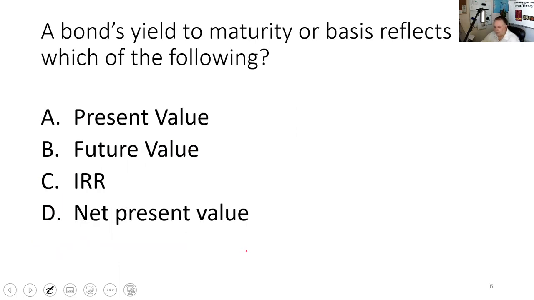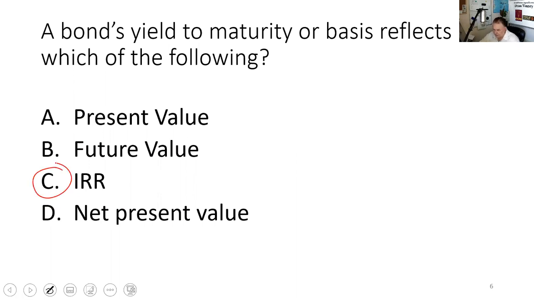I like this one. People say to me they've seen this a couple times. Bonds yield to maturity or basis reflects which of the following. So when you buy a bond at a discount or a premium, what you're interested in, remember, is that yield to maturity, also known as the basis. So it doesn't reflect the present value. I mean, we could figure out the net present value by doing a discounted cash flow. That's not what they're asking.